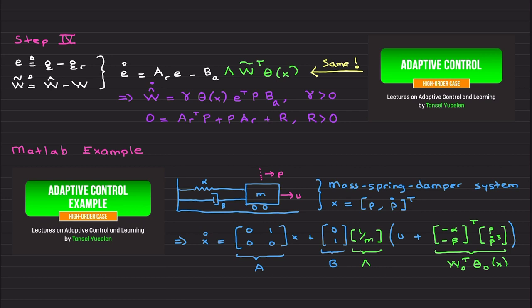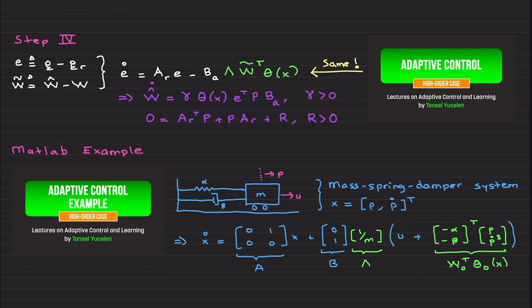All right, all done with the theory. Let's do a Matlab example. Similar to the adaptive control example high order case video, I am going to consider a mass spring damper system. The first state is the position, the second one is the velocity. I am going to assume I know nothing about this system. I don't know the mass, I don't know the spring constant, and I don't know the beta damper constant.